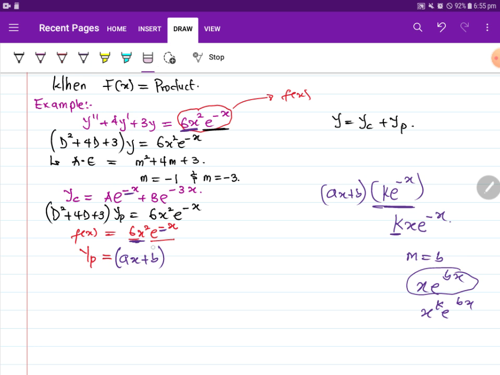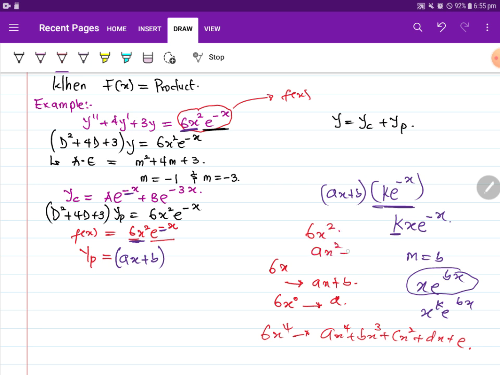In our last video I explained that if your polynomial is 6x, then the yp will be ax plus b. If it is an ordinary number, which is a constant, meaning x is raised to power 0, then the yp will be a value, let's just say a. If it is 6x to the power 4, then that would be ax to the power 4 plus bx cubed plus cx squared plus dx plus e. But now it is 6x squared, so it will be ax squared plus bx plus c. So my yp is the same thing as ax squared plus bx plus c.